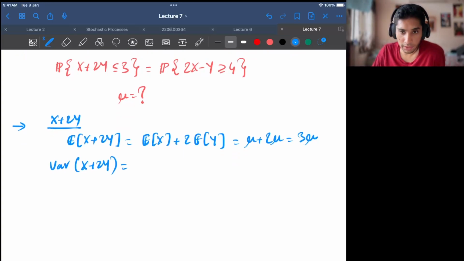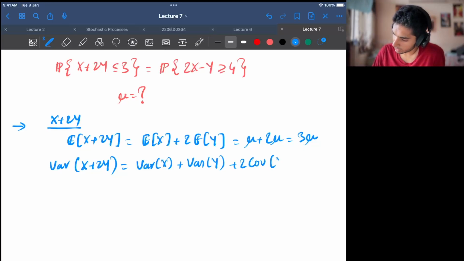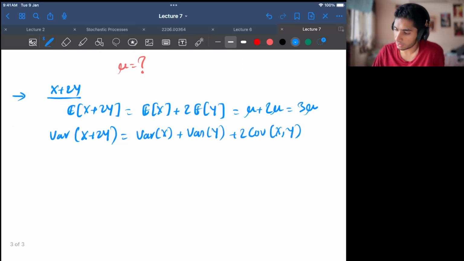Again, just use the property of variance. This is variance of x plus variance of y plus 2 times covariance of x comma y. This is a standard formula that you need to remember about the variance of sums of random variables. Now this we know is 1, this we know is 1, again 2 times.